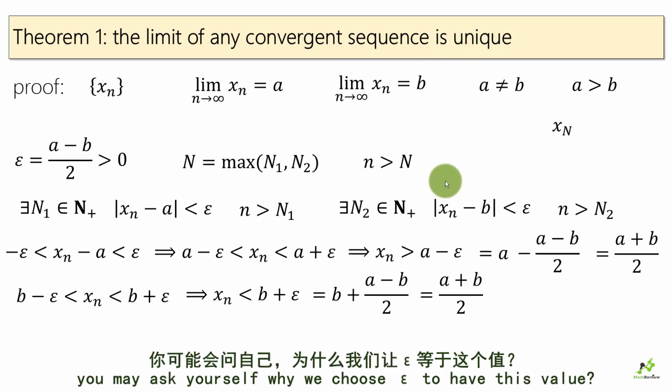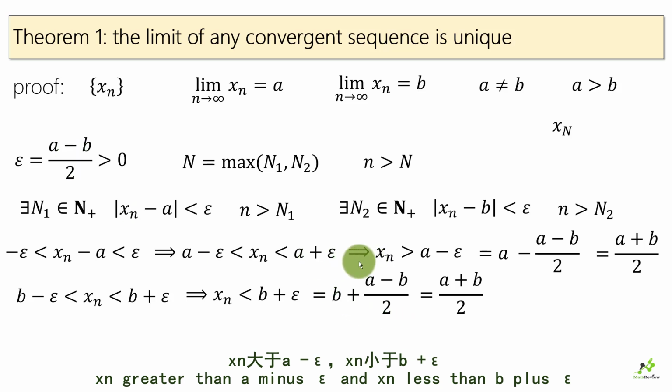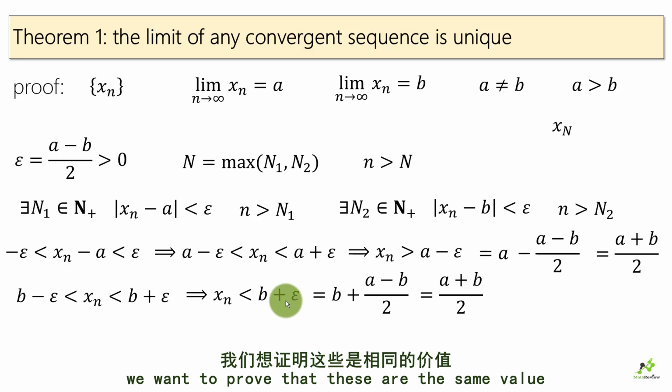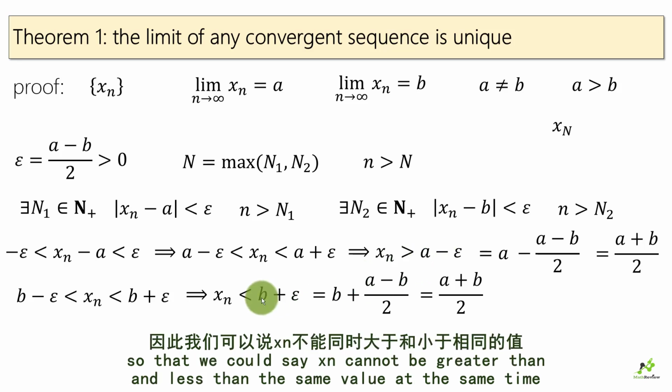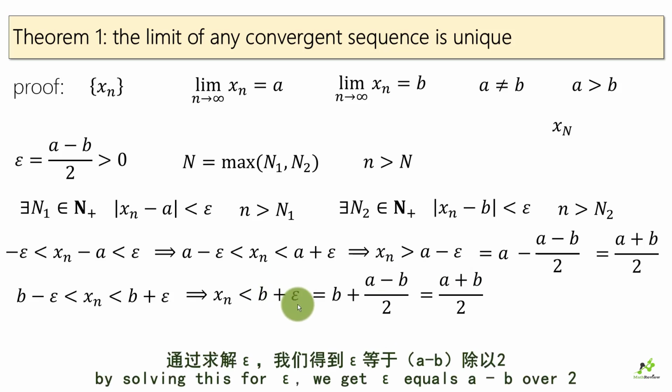You may ask yourself why we choose epsilon to have this value. Suppose we are here: xn greater than a minus epsilon and xn less than b plus epsilon. We want to prove that these are the same value, so that we could say xn cannot be greater than and less than the same value at the same time. So a minus epsilon equals b plus epsilon. By solving this for epsilon, we get epsilon equals (a minus b) over 2.